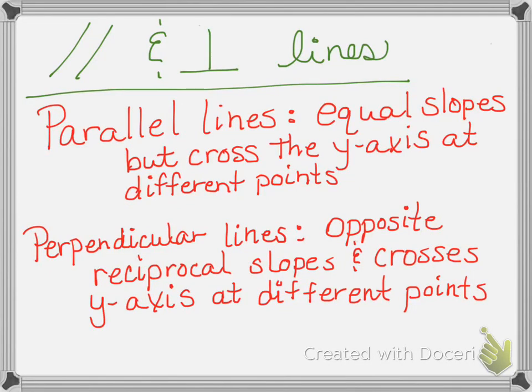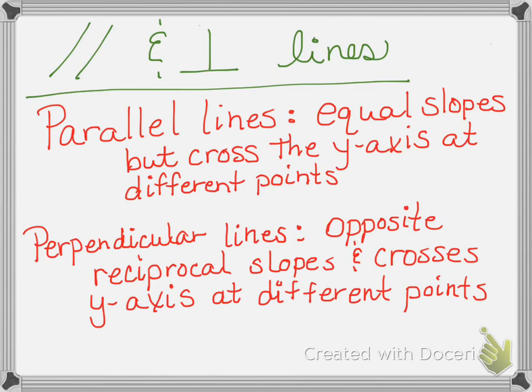We've been working with lines, linear equations, and we've talked about three different forms: slope-intercept form, point-slope form, and standard form. So today we're going to talk about parallel and perpendicular lines. So our parallel lines are lines that have equal slopes. Their slopes are identical, but they cross the y-axis at different points.